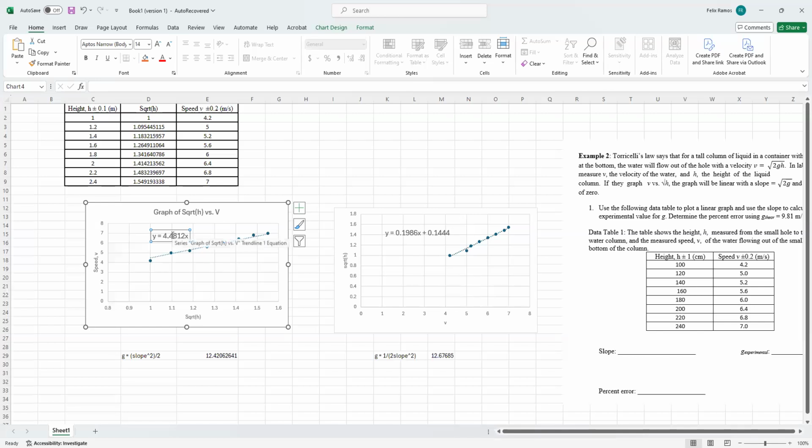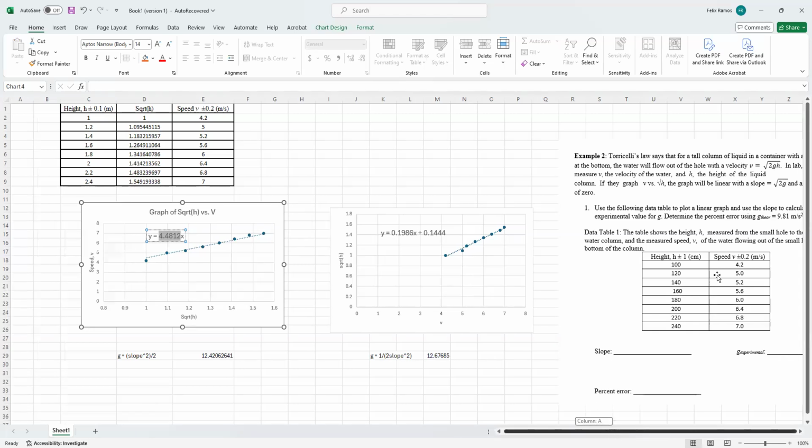Now, once you have this, the trend line, which is this dashed line you see here, and that line is the line that better fits all the data points, you can now, in this case, pick this value of a slope. So this number you see here is the slope, right? This is the slope. This value of the slope is what we are going to use to calculate or to determine experimentally the acceleration of gravity.